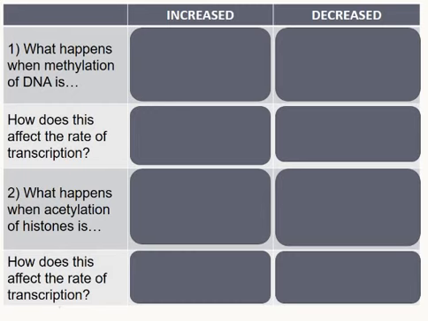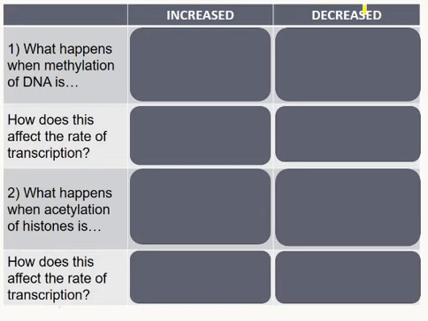As a summary, what I would like you to do is fill out the following table. Tell me what happens when methylation of DNA is increased, what happens when it's decreased, and how this affects the rate of transcription. And then what happens when acetylation of histones is increased or decreased, and how that affects the rate of transcription. If you stop the video here.